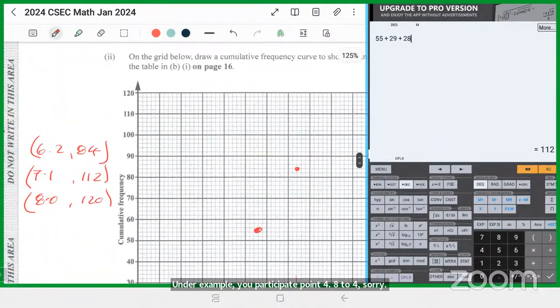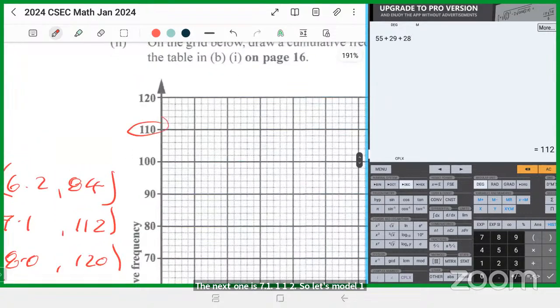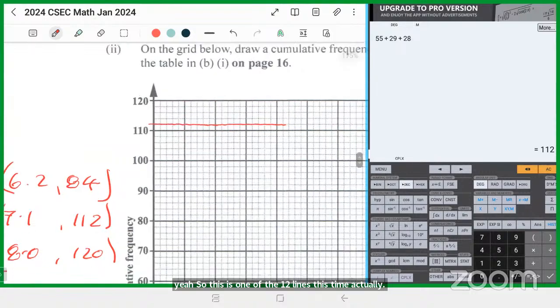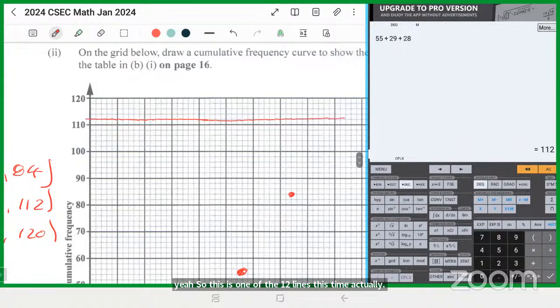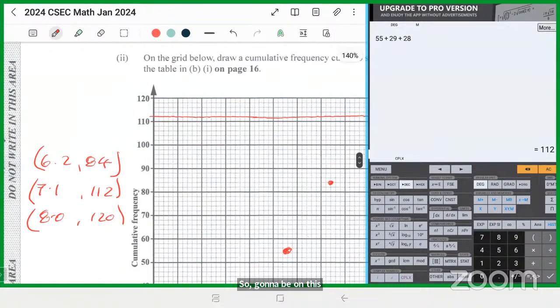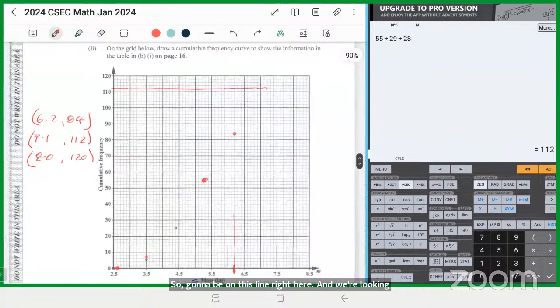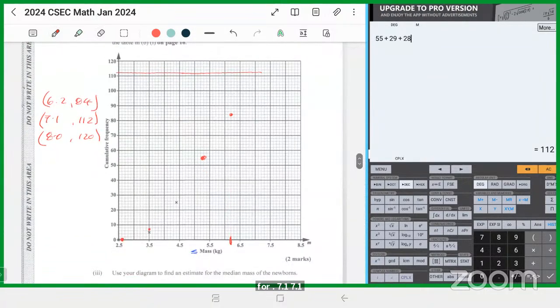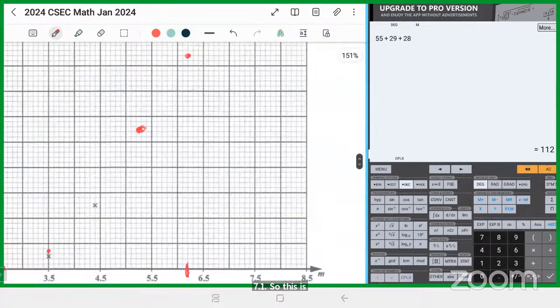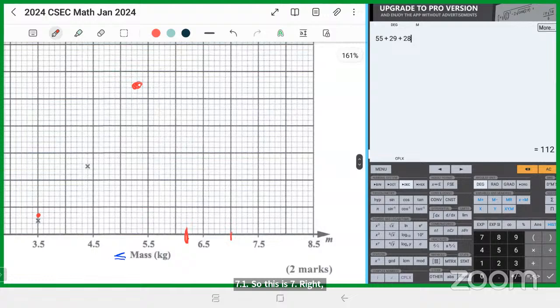The next one is 7.1, 112. So let's mark the 112 first. So this is 110. This is 112. 12, 14, 16, 18, 20, right? So this is the 112 line, this line right here, right above the 110. So we're going to be on this line right here. And we're looking for 7.1. So this is 7. Right here is 7. So this is 7.1. So open up on this line. 7.1 is this.